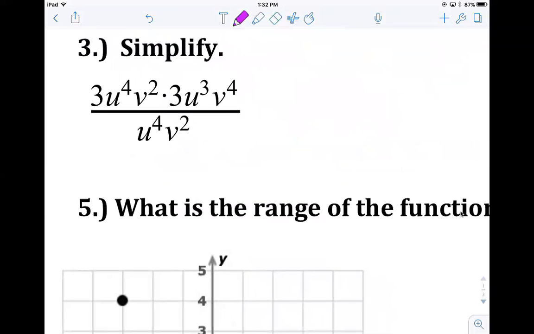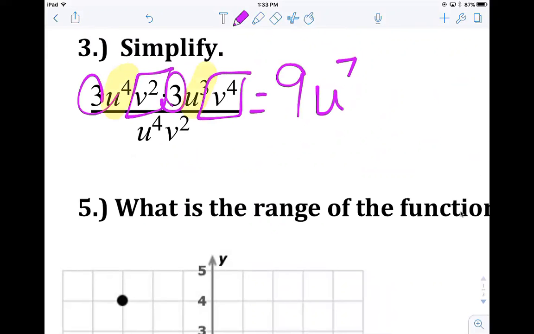So for problem 3, we're going to go through, and remember, all of these are separate pieces of each other. So sometimes people want to put the 3u to the 4th together. No, they're all separate and they're all being multiplied. So we are going to take our 3 times our 3 to get 9. And then we're looking at our u with the exponents. So we have u to the 4th and u to the 3rd. So we had talked in class that that is saying u to the 7th. So if you have 4 u's and 3 u's together, they make 7. If we look at our v's, we have v squared and v to the 4th. So that's v to the 6th.